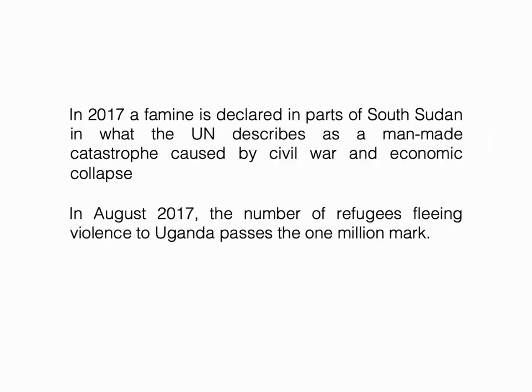In 2017, when the fighting is still going on, a famine is declared in parts of South Sudan in what the UN describes as a man-made catastrophe caused by civil war and economic collapse. In August 2017, the number of refugees fleeing violence to Uganda passes the 1 million mark.